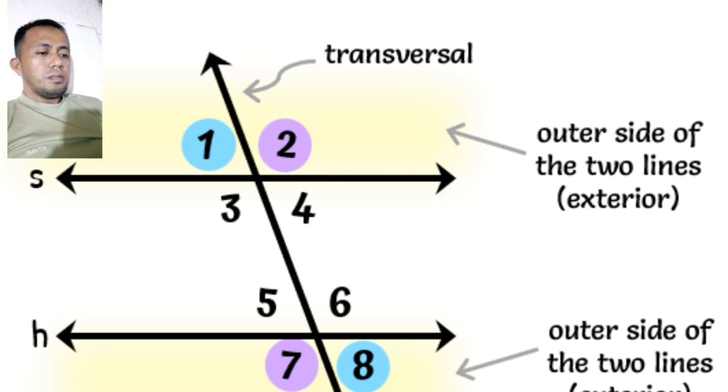Fifth, alternate exterior angles theorem. If two parallel lines are cut by a transversal, then the alternate exterior angles are congruent. Explanation: alternate exterior angles lie on the opposite sides of the transversal and outside of the two parallel lines. These angles are equal when the lines are parallel.